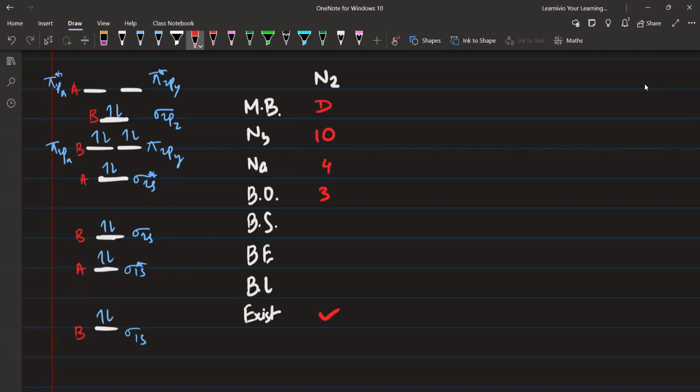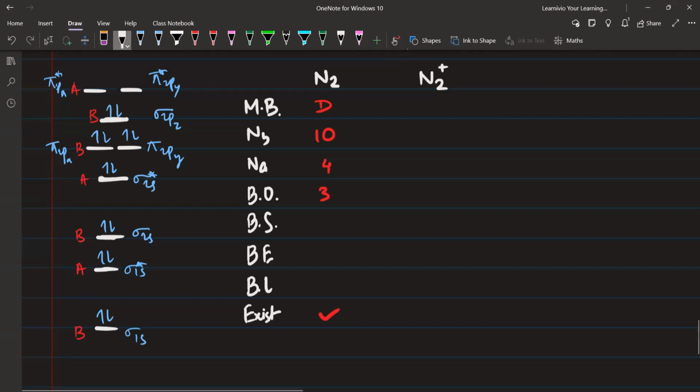Now please see, next look at N2 positive. What will happen in N2 positive? We are going to add electron or remove electron. Tell me, guys. Remove electron. So we are going to remove electron. So what is the highest energy electron here? Which electron is having the highest energy?